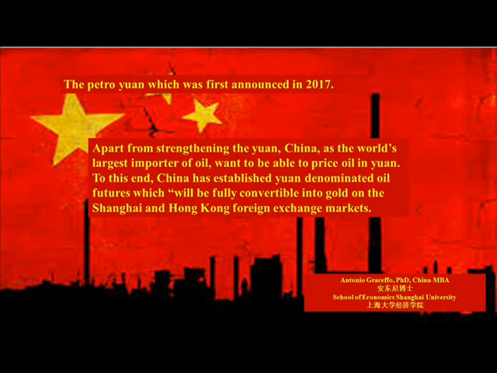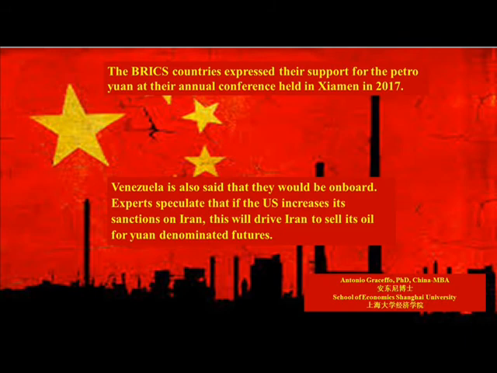And China is doing oil futures, which are denominated in yuan. And these are sold on the Shanghai and Hong Kong foreign exchange markets. The BRICS countries have expressed their support for the Petro Yuan. And remember, that's Brazil, Russia, India, China, and South Africa. And you know that Russia and China are two countries where the U.S. has not always the best relations. And then another country who said that they're on board with this is Venezuela. They are a major oil-producing nation. Venezuela hates the United States and is trying to avoid using the dollar as much as possible.